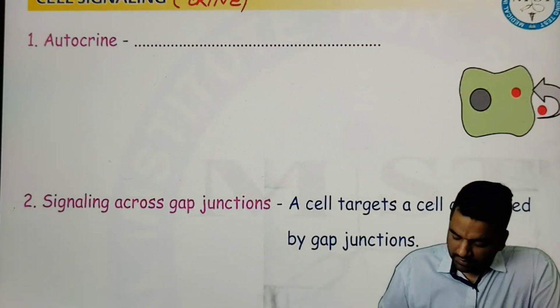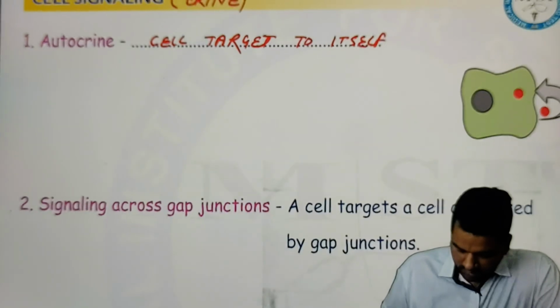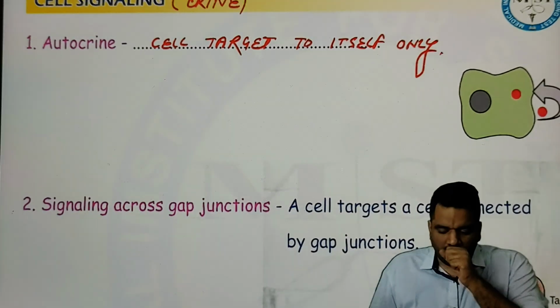So this is how autocrine means when the cell is targeting itself only, right? When the cell targets itself only.